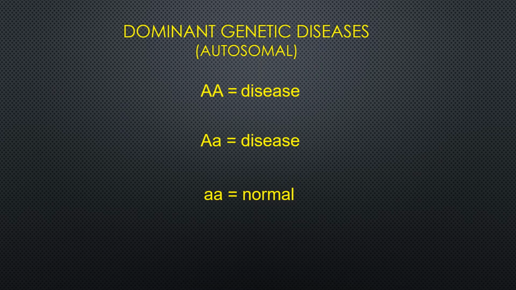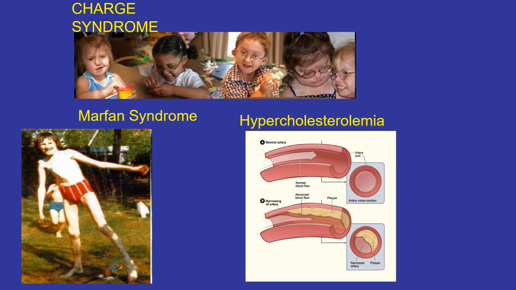Okay, so what about dominant autosomal diseases, where the dominant trait means that you're expressing the disease, whether you are homozygous or heterozygous, and the only way to escape that genetic disease is by being homozygous recessive? Well, here are just a couple of examples of that. We have CHARGE syndrome, Marfan syndrome, hypercholesterolemia, sorry, I can't say that very well.